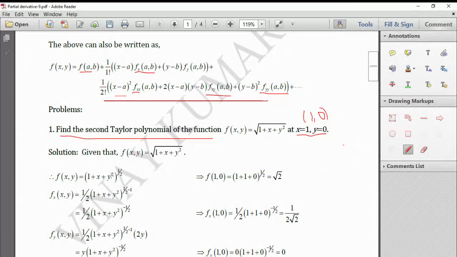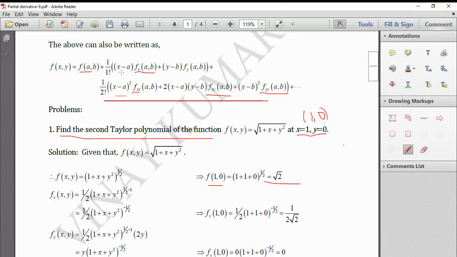What is your given function? f of x, y is equal to 1 plus x plus y square, whole square root. Let me write the square root as to the power of half. Now, we need f of (1, 0) first, because your x is 1 and we are finding the Taylor polynomial at this point (1, 0). So your a is 1 and b is 0. Because we have found this at the ordered pair (a, b), in the same fashion it is (1, 0). So f of (1, 0) equal to, substitute x equal to 1 and y equal to 0 in this. You'll get 1 plus 1 plus 0 whole to the power of half, that is root 2. So we got f of (1, 0).